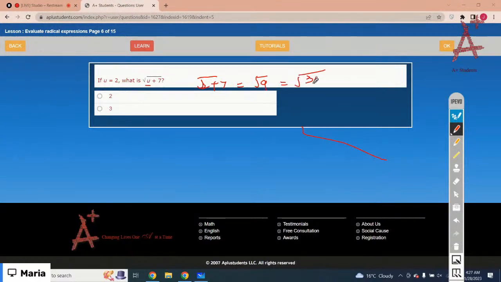We can write it as 3 times 3. The square and square root cancel out each other and you are left with 3. Got it? So the correct option is 3.